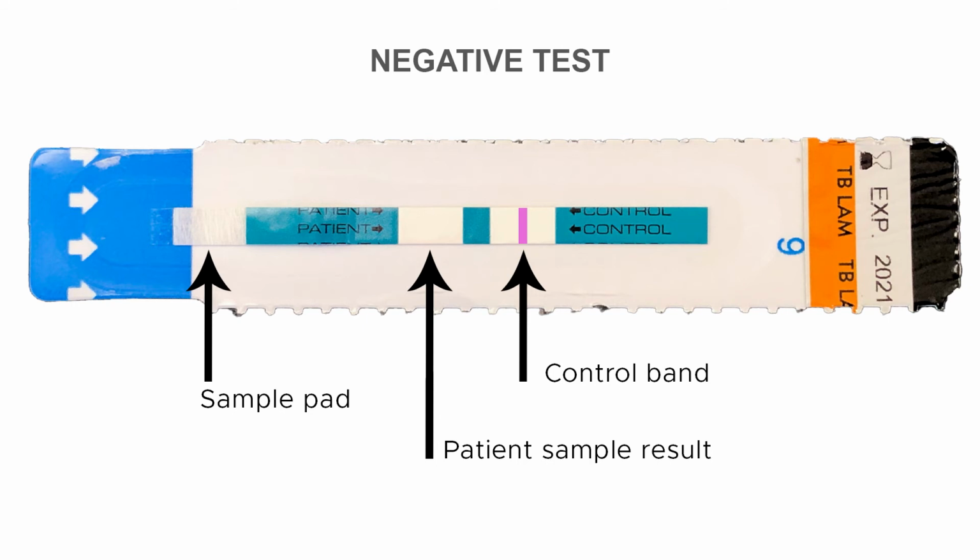The appearance of one purple or gray bar in the control window of the strip, which is labeled control, and no purple or gray bar in the patient window of the strip, which is labeled patient, indicates that the TB LAM result is negative. If the control bar does not turn purple or gray by assay completion, the test result is invalid and the sample should be retested.